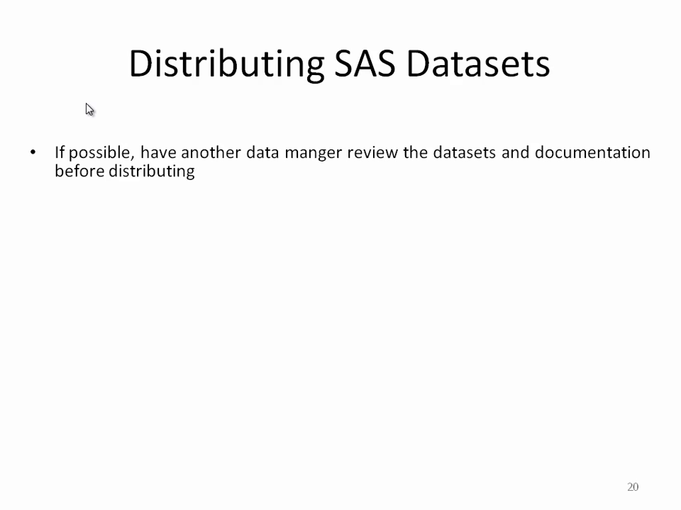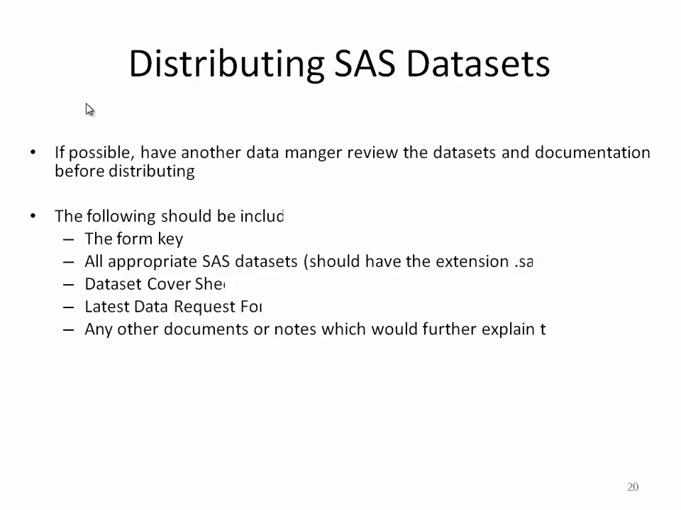When you're distributing data sets, especially to statisticians, you need to include the following. You need to include form keys, the electronic data dictionaries, form keys, whichever you have. You need to include the appropriate data sets, and all these data sets should have the extension SAS7BDAT. You need to include the data cover sheet, which we were just working on. The latest data request form or the concept proposal.